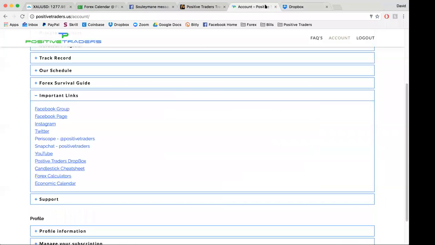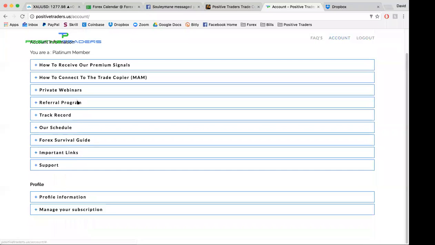Everything is in the back office. If you guys have the back office, even if you're a free member and you aren't ready to upgrade yet, you can still create a free member back office. Just some of these things, like the private webinars, you won't be able to access until you're a paid member.